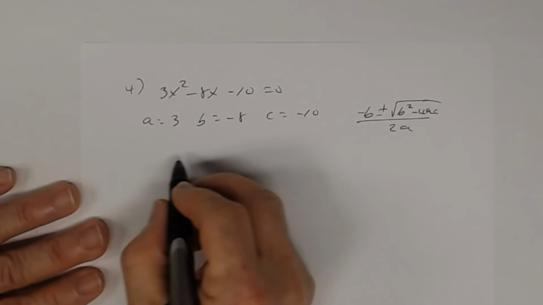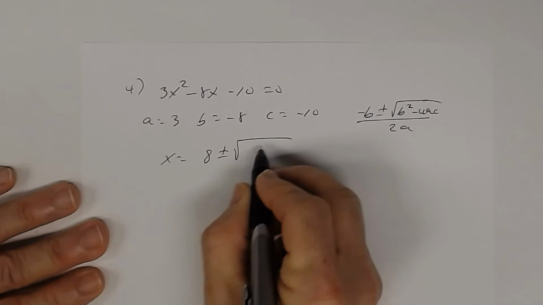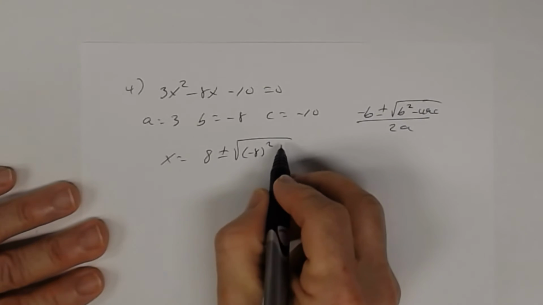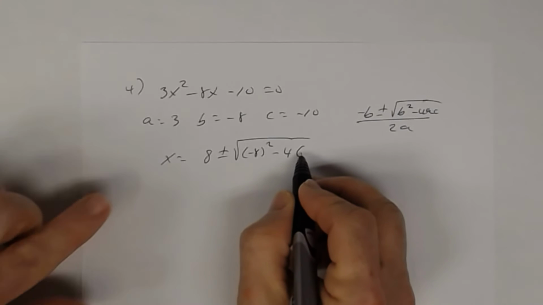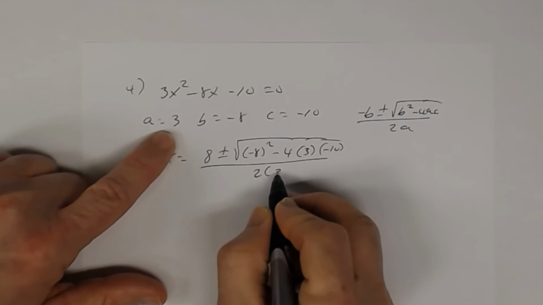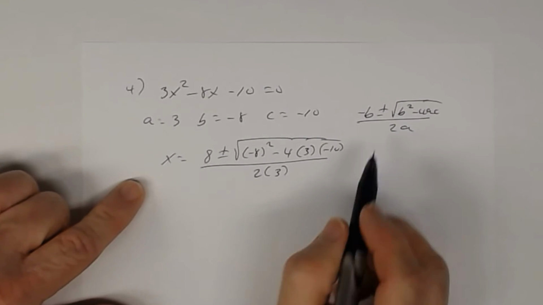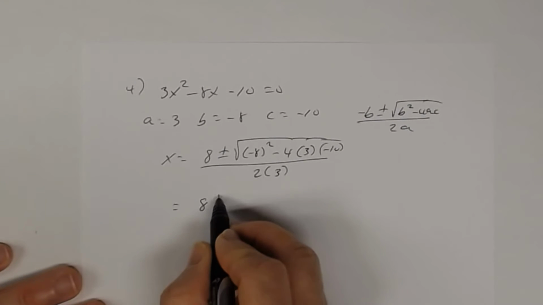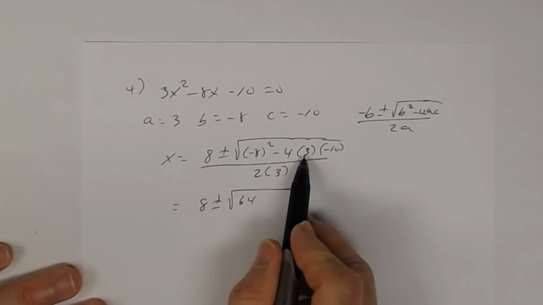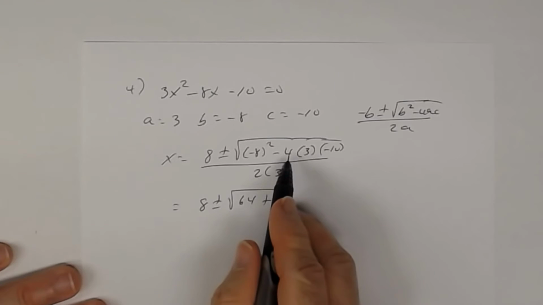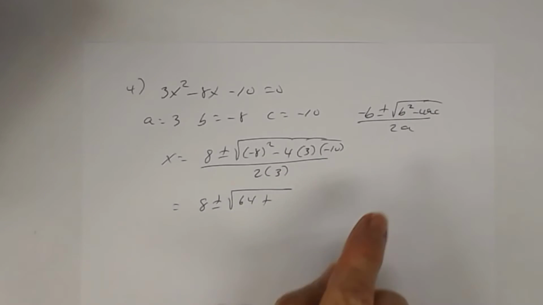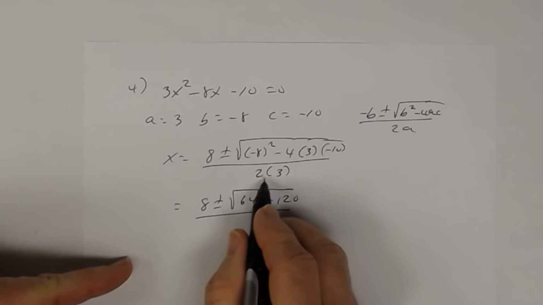The opposite of negative 8 is 8. So I get x equals 8 plus or minus the square root of b, which is negative 8 squared. Put that in parentheses because that's going to be a positive 64, not negative, minus 4 times a, which is 3, times c, which is negative 10, all divided by 2 times a, which is 3. So all you did was you took these numbers, substituted into this quadratic formula. So I got 8 plus or minus the square root of negative 8 times itself is 64. A negative times a positive times a negative is a positive. 4 times 3 times 10, use your calculator if you have to. 4 times 3 is 12. 12 times 10 is 120. All divided by 2 times 3 is 6.